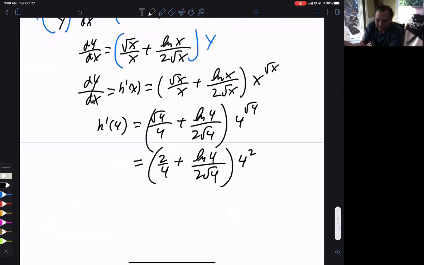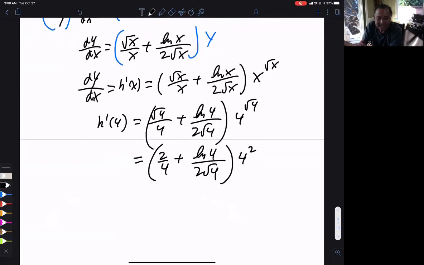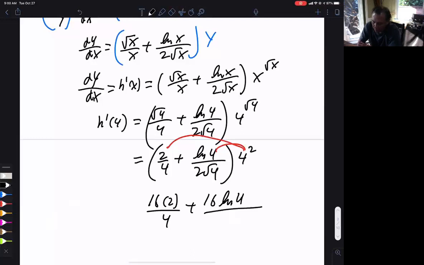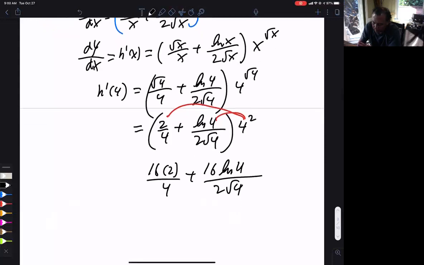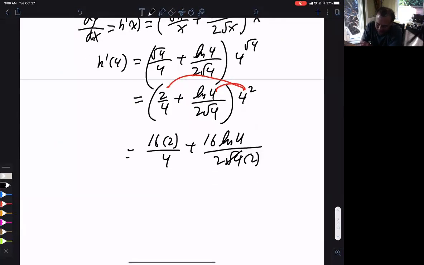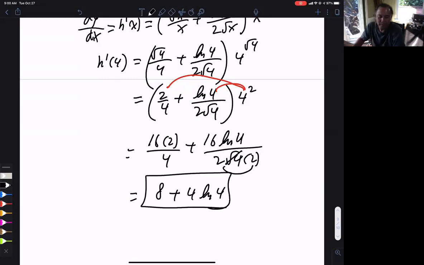That's 16. I'm going to distribute that 16 inside. It's going to be 16 times 2 over 4 plus 16 ln of 4 over 2 radical 4. But what's radical 4? That's 2. Woo! So I'm going to get 8 plus, and that's 4 ln 4. That is.